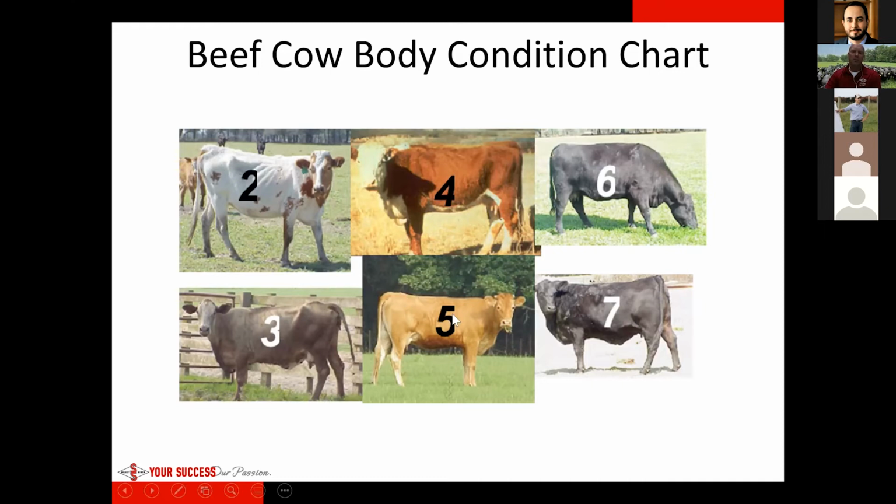At the point where we're not really seeing the ribs much, those hip bones and that tail head are looking a little bit smoother, they're carrying more condition on their back, having the energy reserves to calve in and successfully lactate while also beginning to start cycling again for a synchronization program.